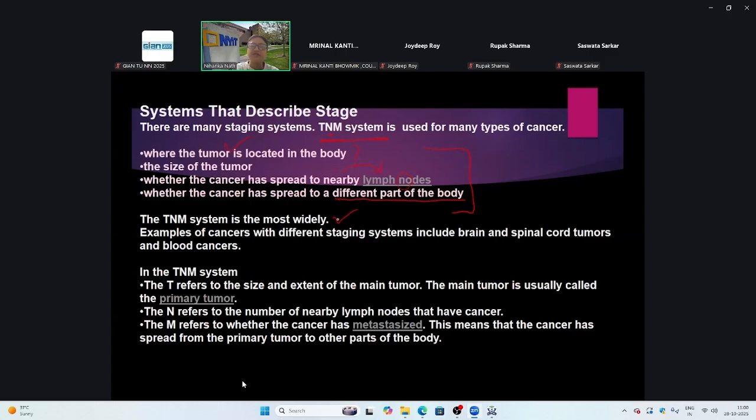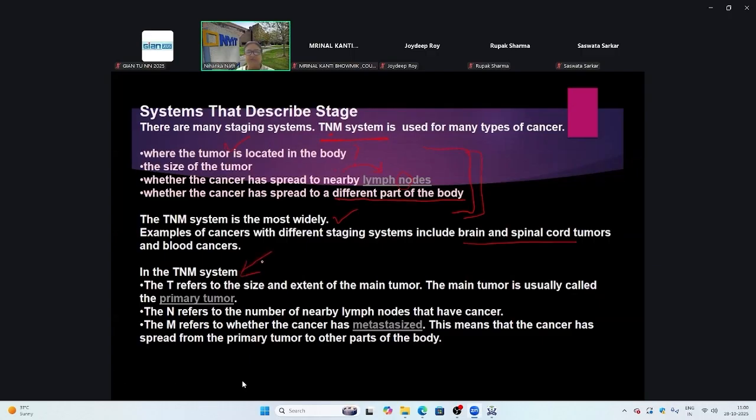The staging system is the same for most of the cancers, but only for brain and spinal cord they have a different staging system. So the brain and spinal cord is separated out. Okay. So now let's dig into this a little deeper.